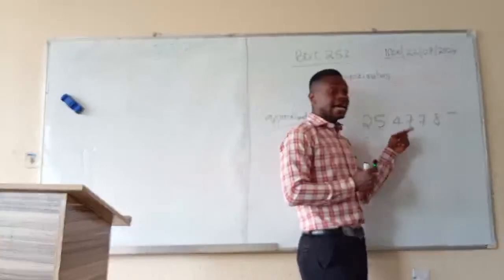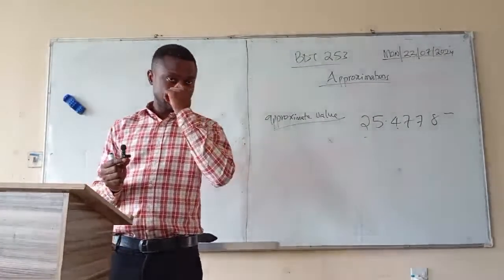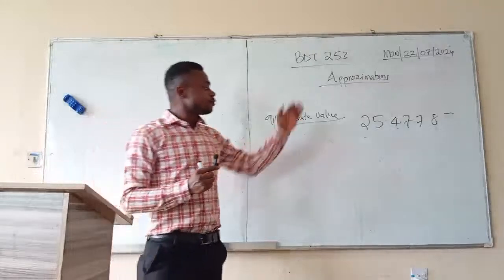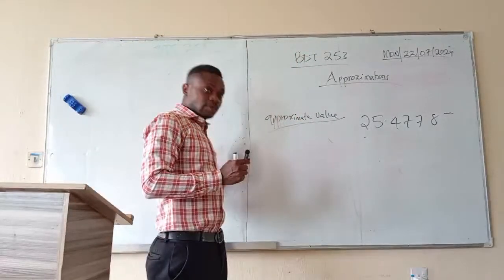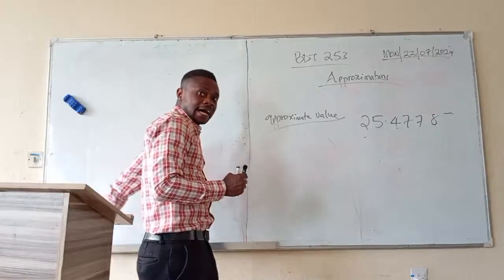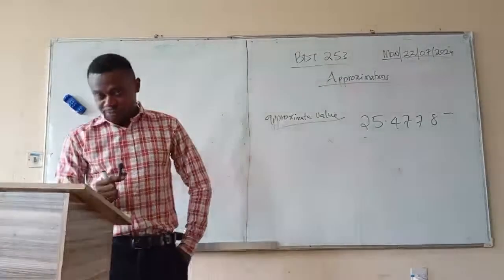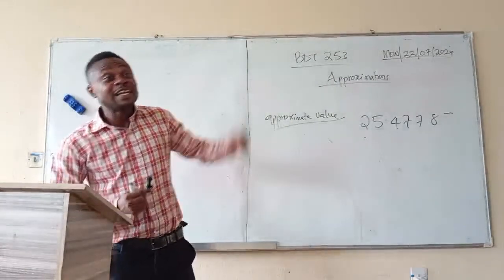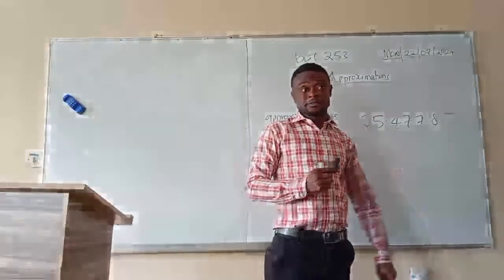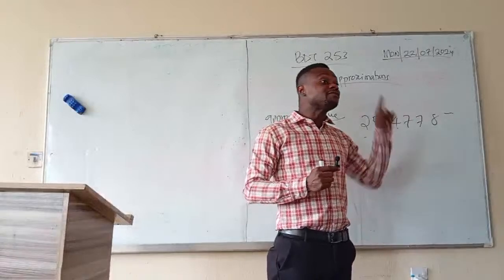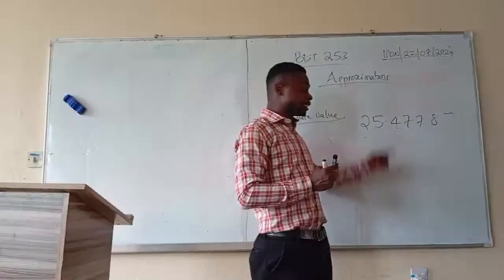Here, the next digit to the right of the digits being rounded ranges from 4, 3, 2, 1, 0. Am I communicating? In that case, the approximate value that it generates will be less than the original value. A round down, if you round down, the approximate value is less than the original value.